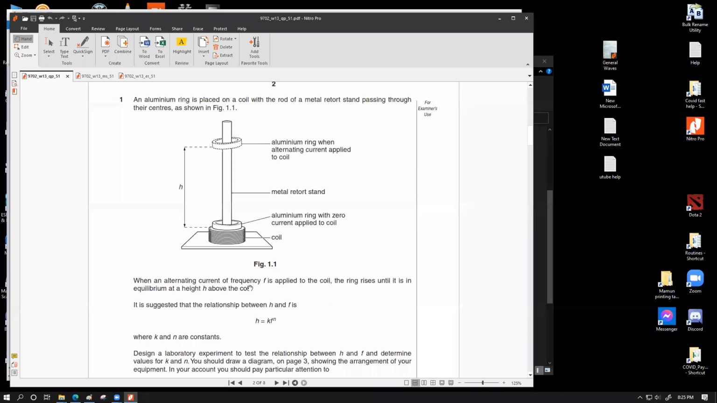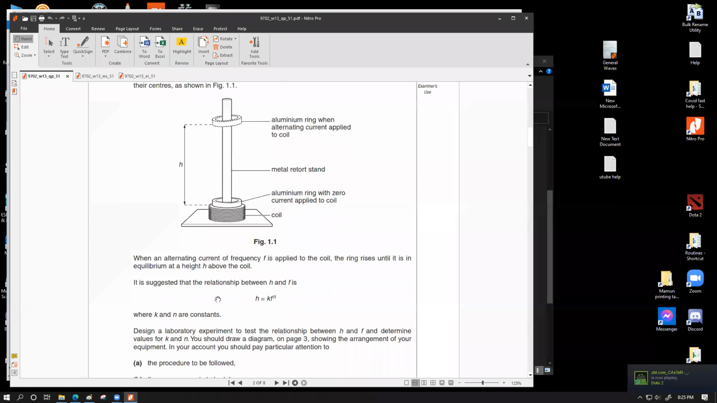The alternating current of frequency f is the important factor. The relationship between h and f is given by h = k f^n, where k and n are constants. Plan an experiment to study the relationship between h and f and to determine values for k and n. You should draw a diagram on page 3 showing the arrangement of your equipment. In your account, you should pay particular attention to the points listed.